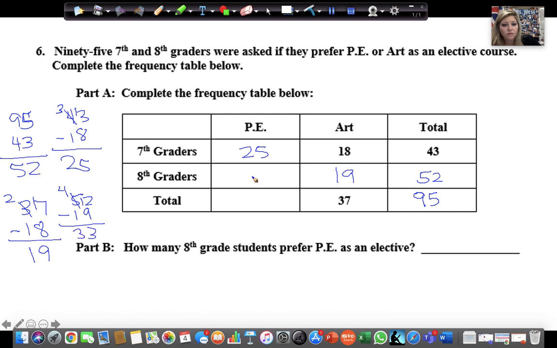That's 33. And then we add here going this way, or we could subtract 95 minus 37. But if we're adding, that's going to be 58. Okay, and then the second part of this question is how many 8th grade students preferred PE as an elective? So how many 8th graders prefer PE? And that is 33.